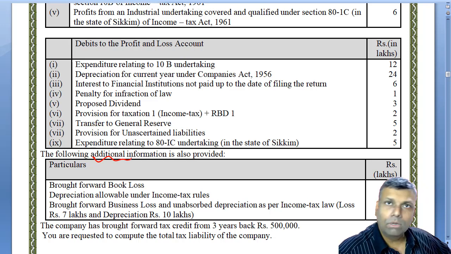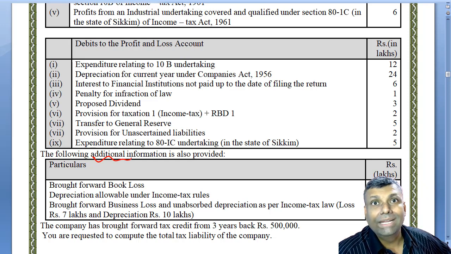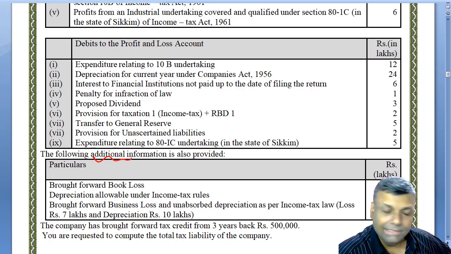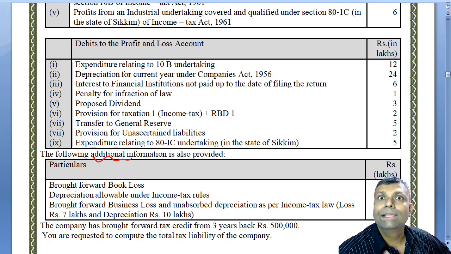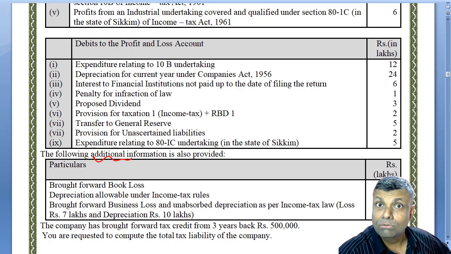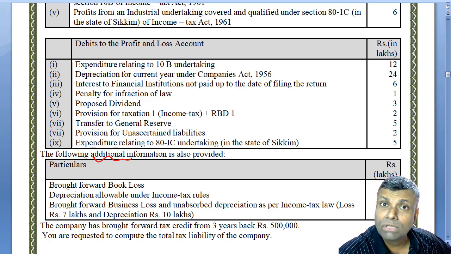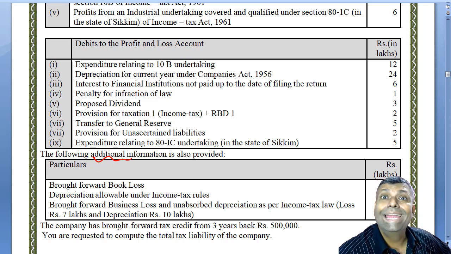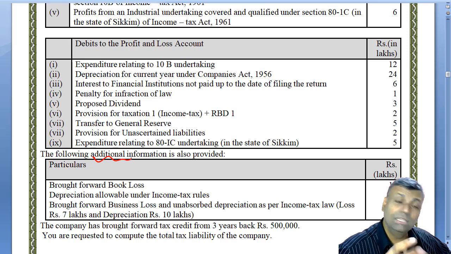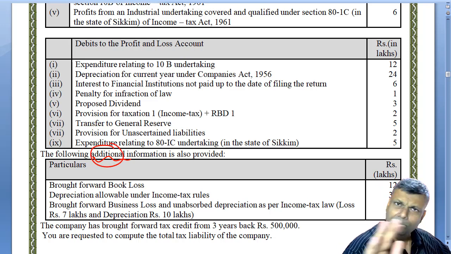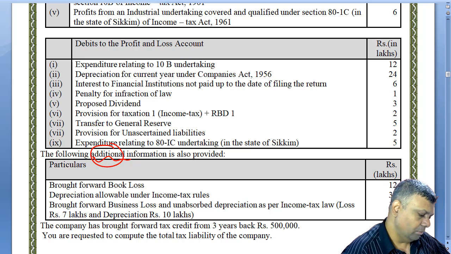Following additional information is provided. The meaning of the word additional information basically means that it is not part of your debits and credits. So it is like extra. It is not part of your P&L. This is how we should understand the interpretation of the question. Whenever it is said additional information, that means it is not in the P&L. Just a simple question interpretation I am telling you.